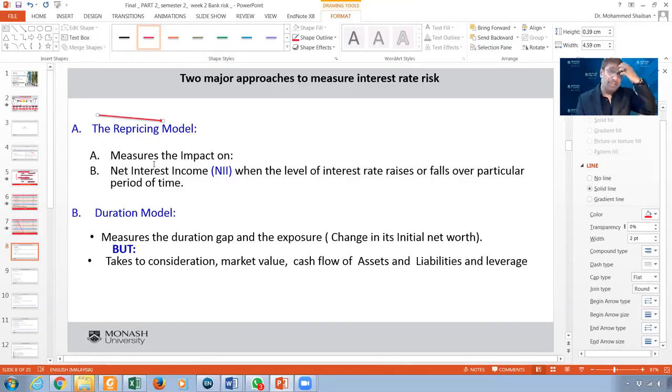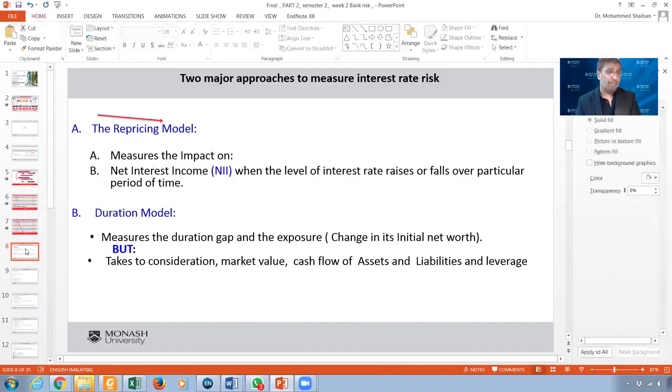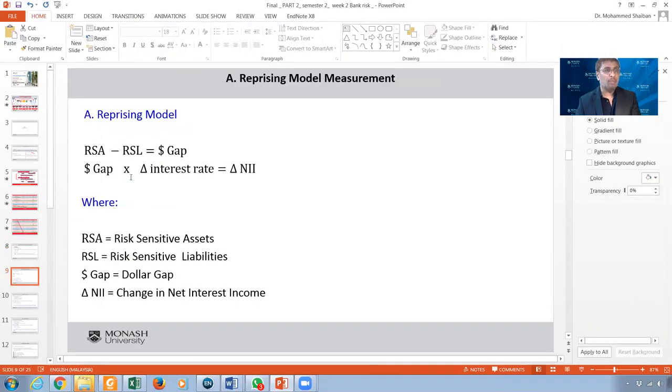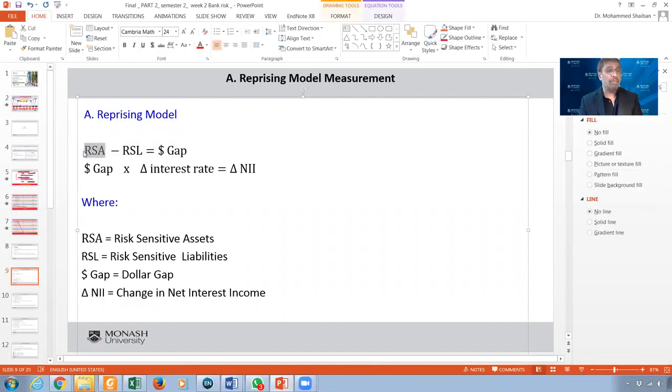So when the level of interest rates rises or falls over a particular period of time, net interest income can change, and the repricing model can measure how much. So let's look at the repricing model. We have to introduce ourselves to risk-sensitive assets and risk-sensitive liabilities, and we get what we call the dollar gap. We multiply that dollar gap times the change in the interest rate, and this gives us the change in the net interest income.